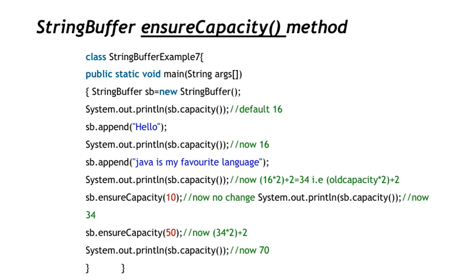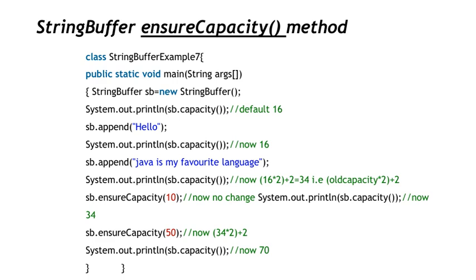But then, when we call ensure capacity 50, we're requesting at least 50, which is more than the current capacity. Java responds by increasing it again, following the same formula. Current capacity times 2 plus 2, resulting in a new capacity of 70.